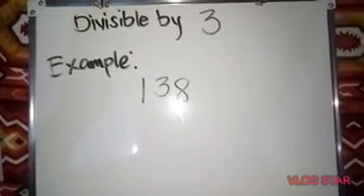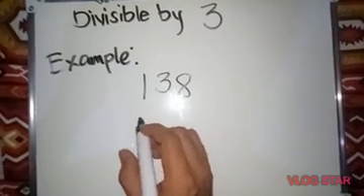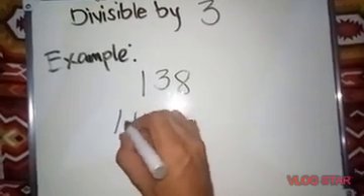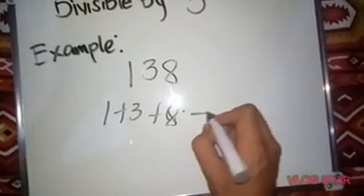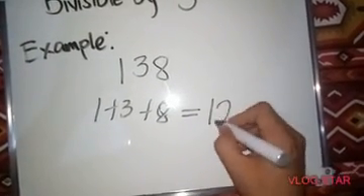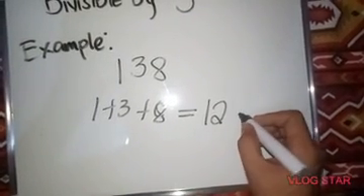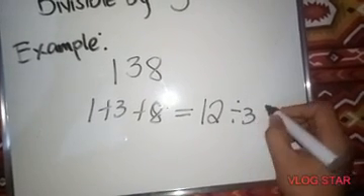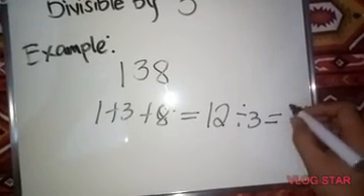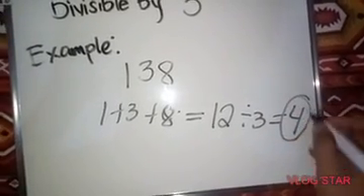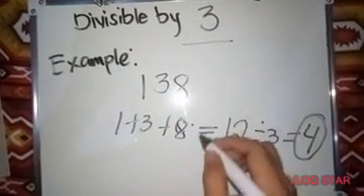Next is divisible by 3. The sum of the digits must be divisible by 3. So 1 plus 3 plus 8, the answer is 12. So 12 must be divisible by 3. So 12 divided by 3, the answer is 4. No remainder, so 138 is divisible by 3.